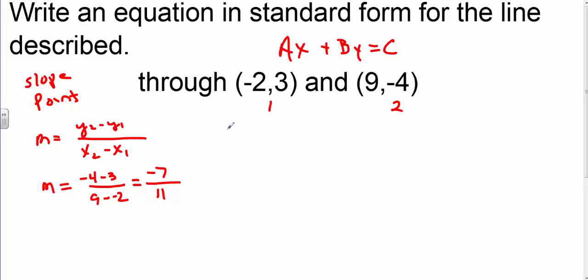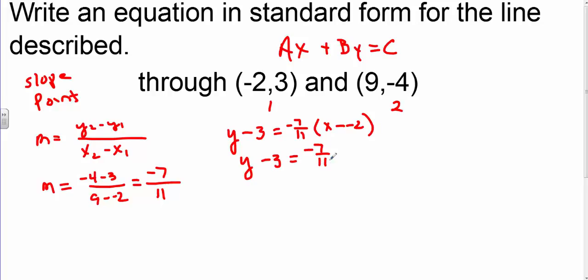So we write y minus 3 is equal to slope, negative 7/11, times x minus negative 2. So that gives us y minus 3 equals negative 7/11 times x plus 2. We multiply this out with the distributive property, and we get y minus 3 equals negative 7/11 x plus 2 times negative 7, negative 14 over 11.